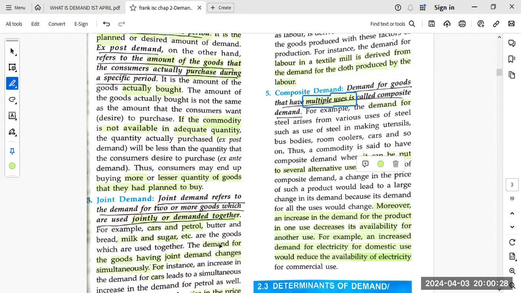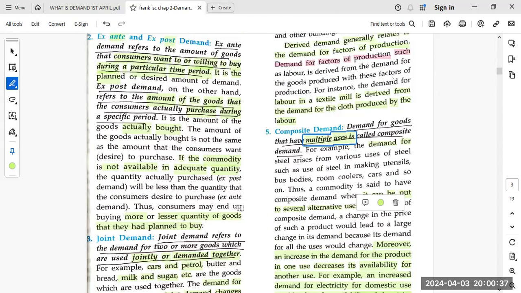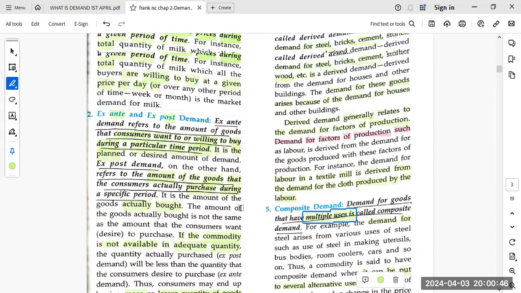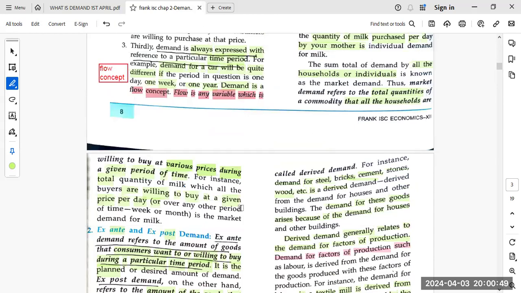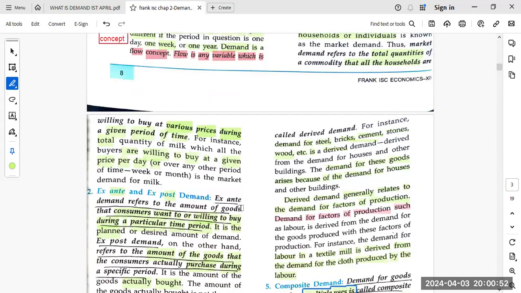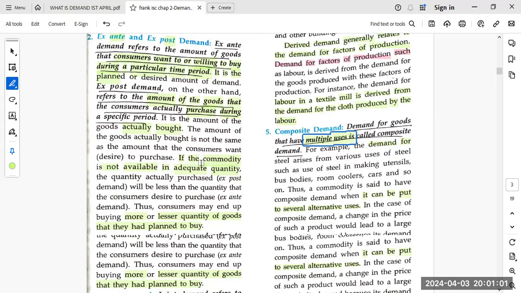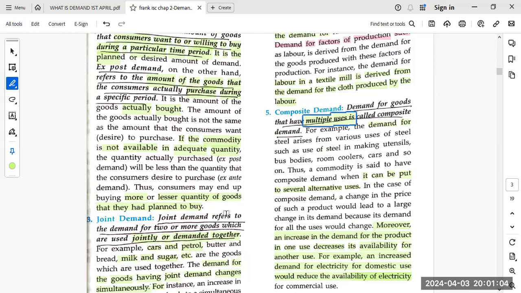Now let's have the keywords. Individual demand means demand for a commodity by a particular individual or a household. Market demand is demand by all households, in total. The keyword there was total demand. Ex ante, ante is which is planned, the demand which is planned. And post is your actual purchase. The next is your joint demand. Joint demand is when you're demanding two or more goods together, which are jointly demanded.